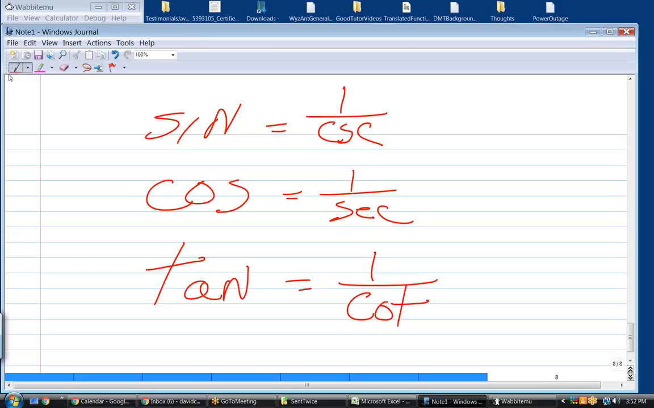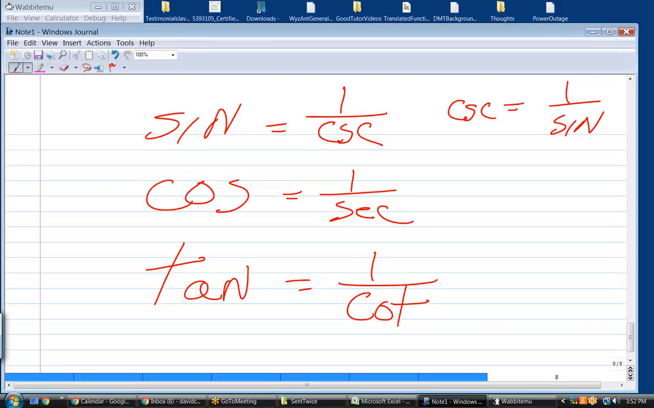Okay, so that's actually a really easy one to remember. 1 over cosecant and all that. And this also implies the reverse. In other words, if sine is 1 over cosecant, then cosecant's 1 over sine. So there are 6 reciprocal relationships that you need to memorize, all 6 of them.